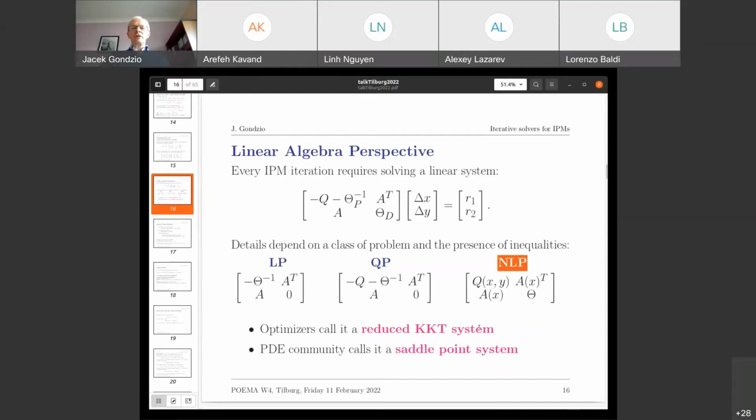Optimizers call it the reduced KKT system. But if you talk to your friends and colleagues who do PhD in partial differential equations, they would call it a saddle point system. There's a vast literature about it. I think actually probably way more papers which address the saddle point system in PDE context. But from computational perspective, we are talking here about some sort of weighted least squares, which is the basic computational tool in so many areas of mathematics.